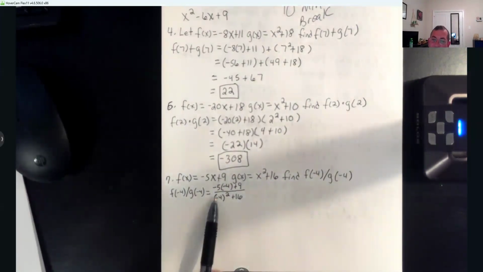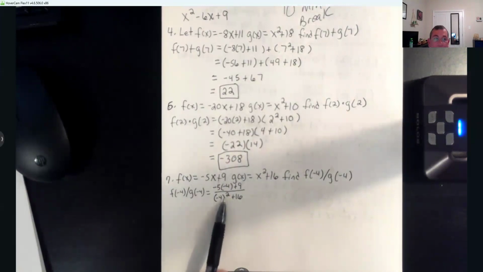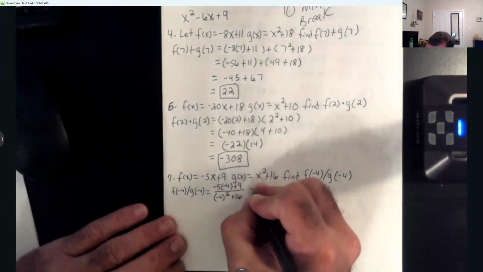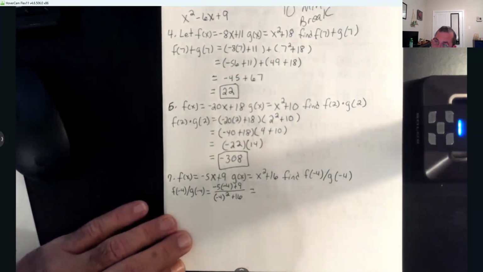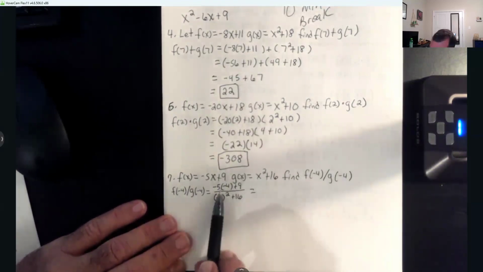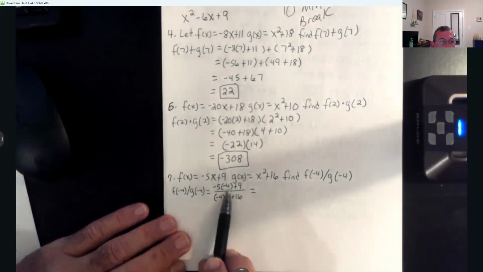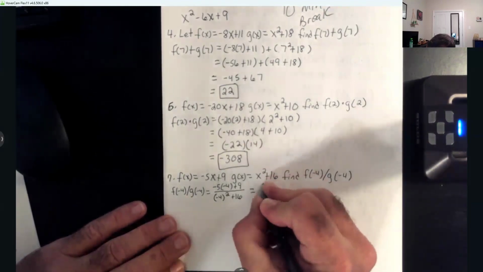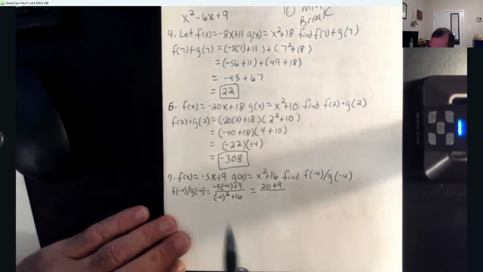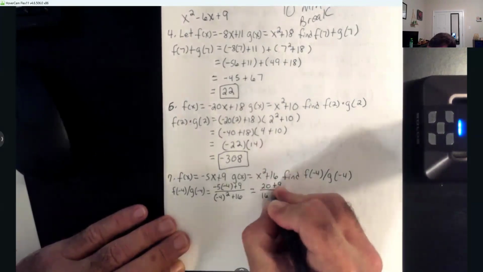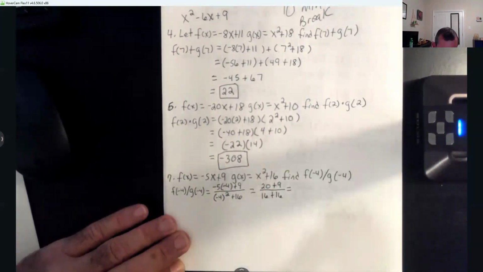Okay, you want that negative number in parentheses if you're doing this on a calculator for sure. Now, also when it's in fraction form like this, we assume that the top and bottom are in their own sets of parentheses, okay? So let's work the top. Multiply first. Negative 5 and negative 4 give me 20 plus 9. On the bottom, negative 4 squared. That's a 16. So the bottom gives me 16 plus 16.